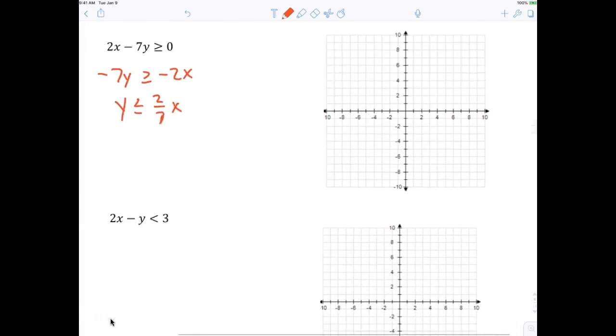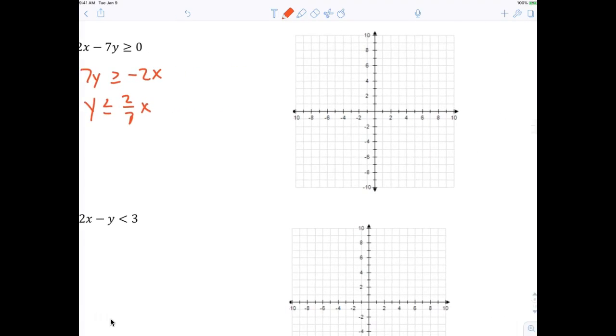To graph now, I start at what? 0. And then from there I go what? Up 2 over 7. All right, drawing a solid line. And this time I'm shading. Where am I shading? Below. Shading below. All right, here we go.